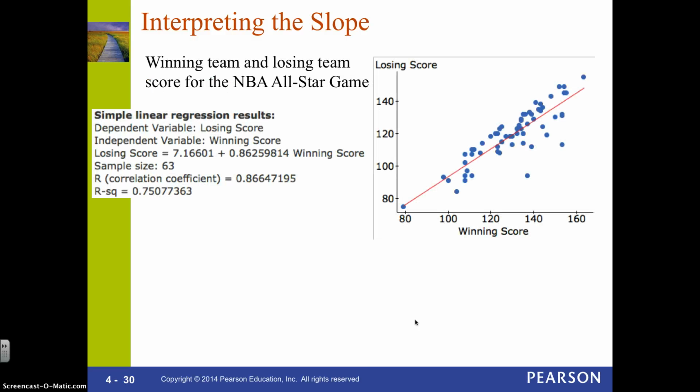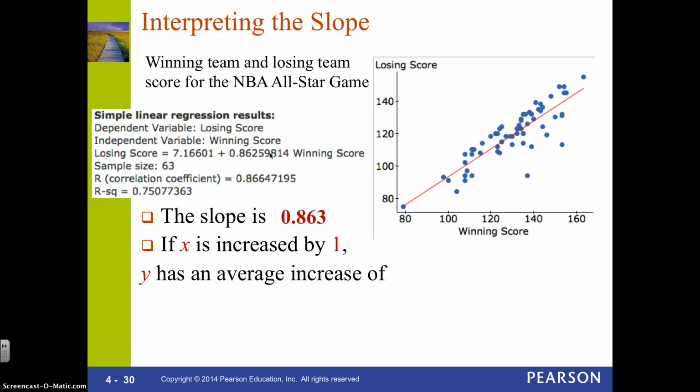So back to my example here. In this case, what's my slope? It's the number in front of what they call the independent variable, which is the variable on your horizontal axis. So that's the 0.86259814 number, or we can do a little bit of rounding, so 0.863.